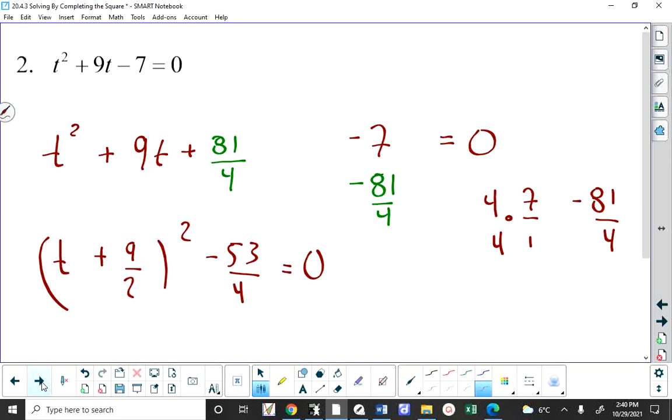Now we can rearrange for t. And I don't have a problem with you just tossing this into your calculator today to see that you get negative 53 quarters. That's not the point of today's work.